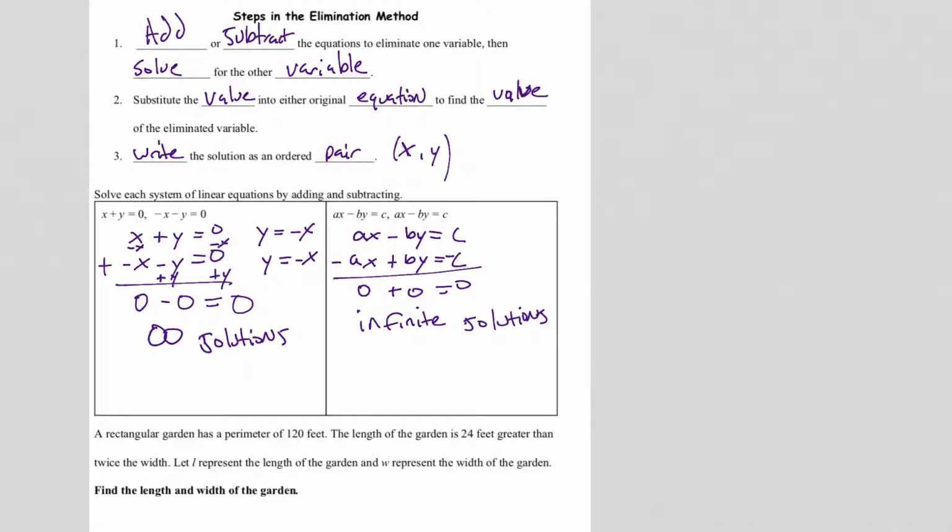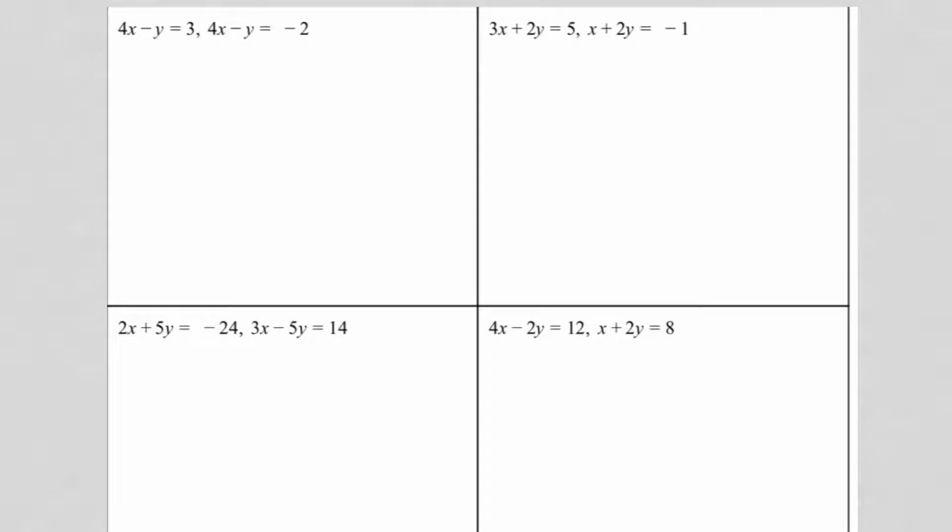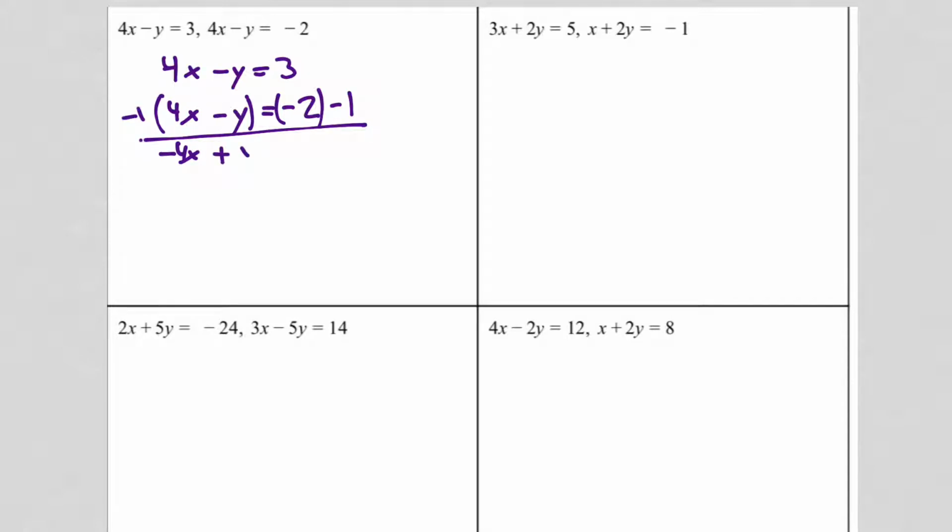So now I want to go back a page and cover these examples, which we didn't get to from the day before. And this is on your previous page of guided notes. 4x minus y equals 3. 4x minus y equals -2. In order for them to add together, I need to be able to eliminate the y variable. The only way I can do that is if one of them is the opposite sign. So multiply one of them by a -1. You're going to get negative 4x plus y is equal to 2.